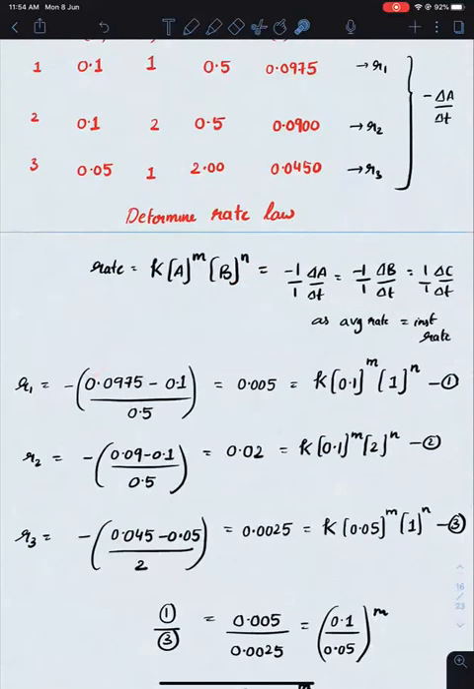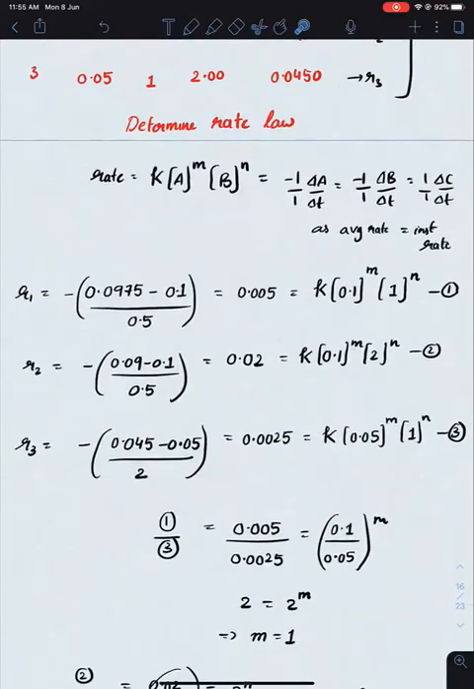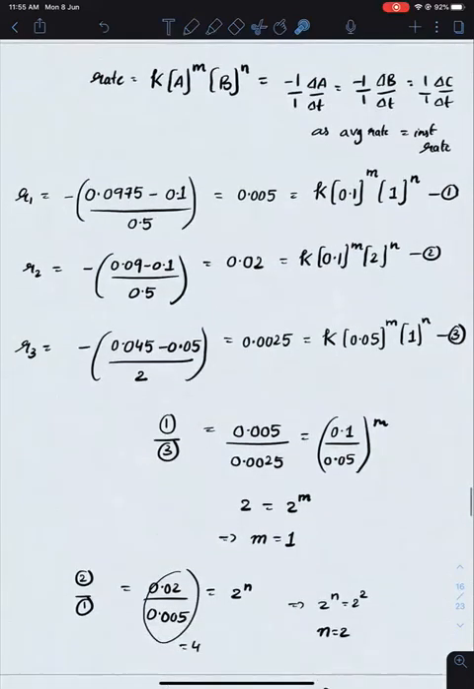Rate is equal to K into concentration of A power m, B power n. After substitution, we have divided it. Equation 1 divided by 2, these two will cancel out. You can get the value of n. Once you get the value of n, you can also find the value of m by using another two equations. After finding m and n, you can substitute the values of m and n in any of the equations and get the value of K.